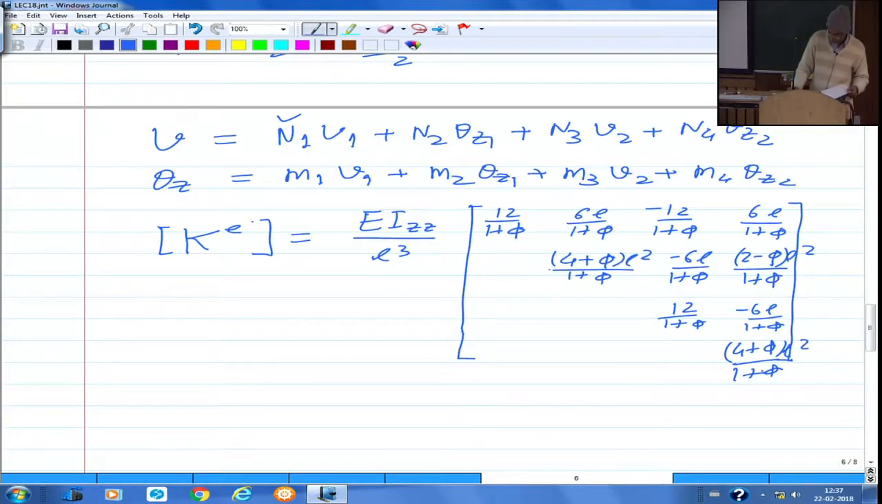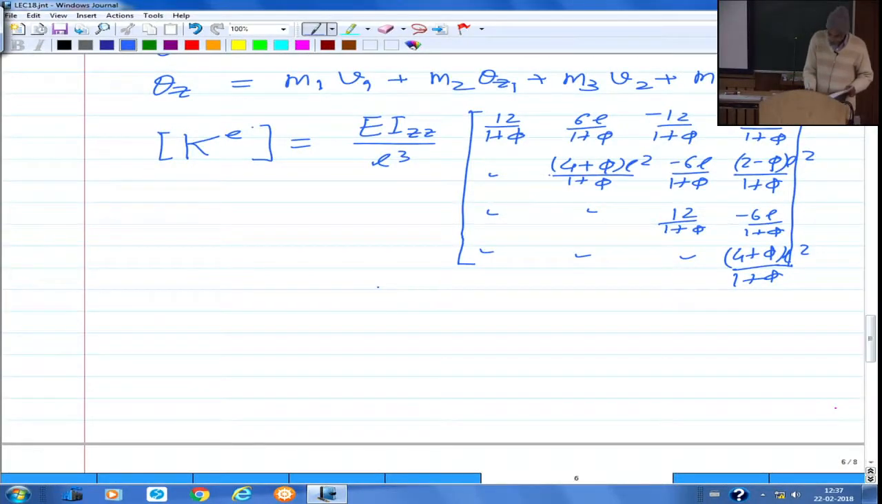For this phi, it is here taken as 12 into Eizz divided by G into A into L square. So this is how you get the stiffness matrix.